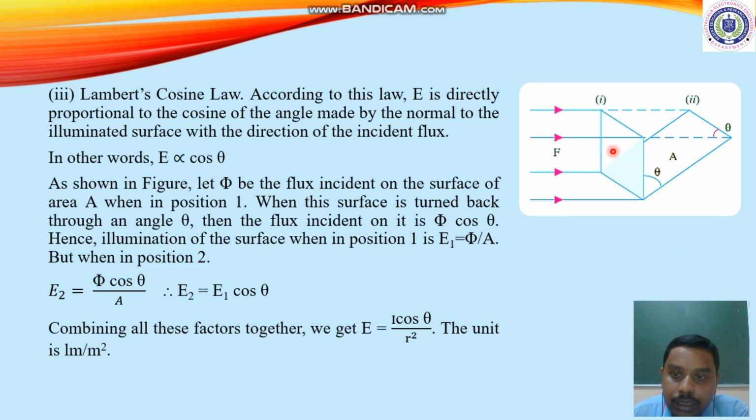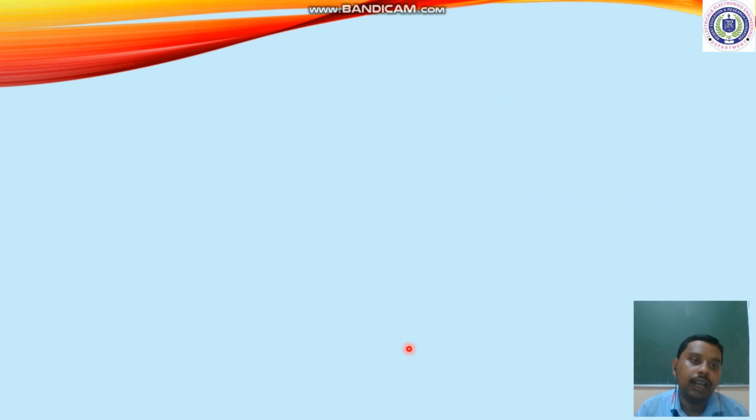So when the surface is in position number 1, the illumination is E1 equals phi by A. When it is in position number 2, the illumination E2 is phi cos theta by A. But phi by A is the value of E1, so we write E2 equals E1 cos theta. Combining these three laws, we get E equals I cos theta by r square, and the unit is lumen per meter square or lux.